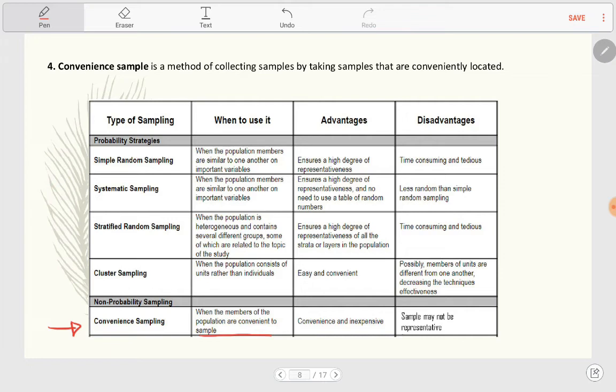And you're also going to see the advantages is it's very convenient, of course, and inexpensive. The disadvantage is that now your sample may not be representative. So if you only take the volunteers, what if the ones who don't volunteer or the ones who are inconvenient to sample are actually important?